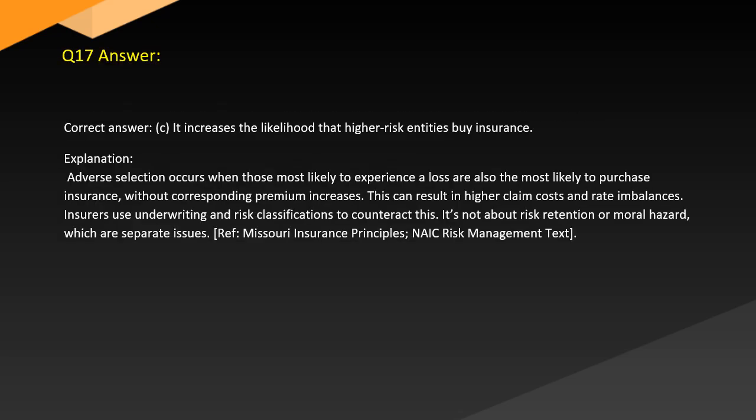Answer. Correct answer: C. It increases the likelihood that higher-risk entities buy insurance. Explanation: adverse selection occurs when those most likely to experience a loss are also the most likely to purchase insurance without corresponding premium increases. This can result in higher claim costs and rate imbalances. Insurers use underwriting and risk classifications to counteract this. It's not about risk retention or moral hazard, which are separate issues. Ref. Missouri Insurance Principles and Risk Management Text.